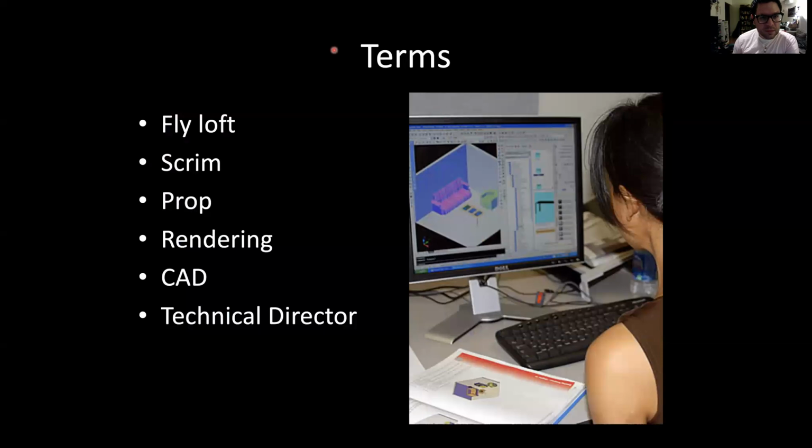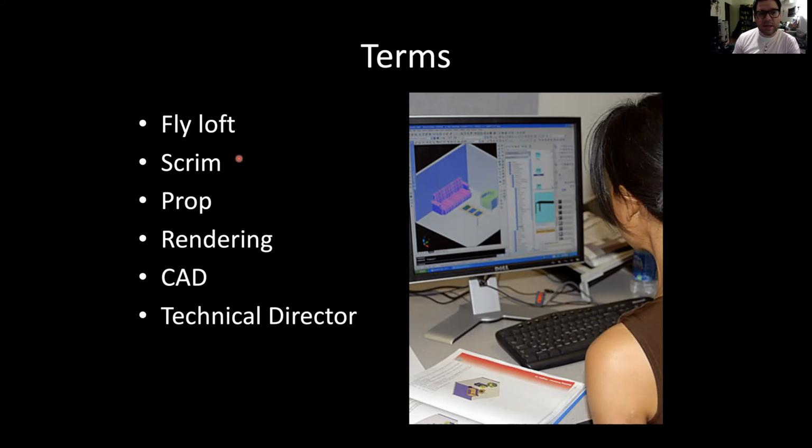Cool. So a couple of terms that I will define for you. These are also in your book. The fly loft. We talked about that, right? Also called the fly system. That's the area with all the ropes backstage that you can use to lift actors and props and scenery up into the air and lower them back down. That's pretty self-explanatory. The scrim, on the other hand, is something very interesting.